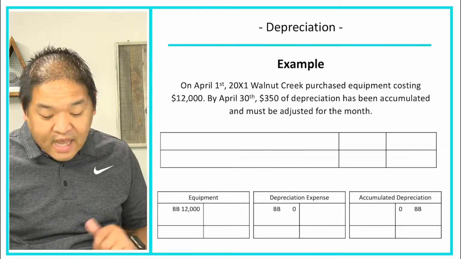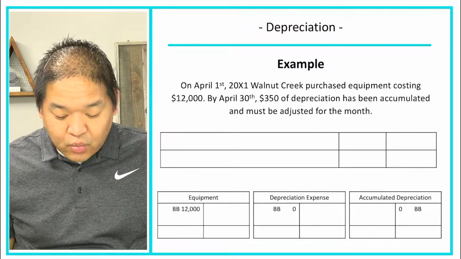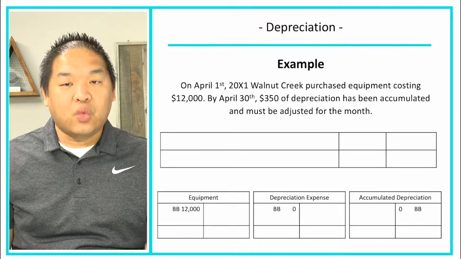So let's go through an example here just to help you understand. On April 1st, 20X1, Walnut Creek purchased an equipment costing $12,000.